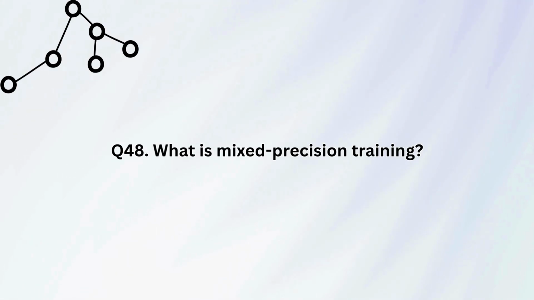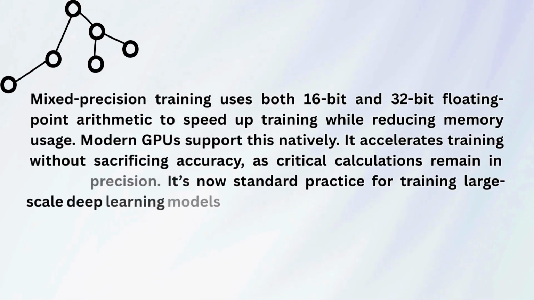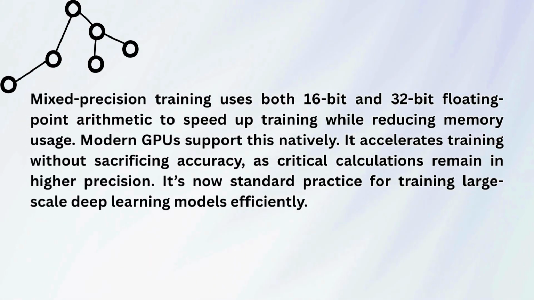What is mixed precision training? Mixed precision training uses both 16-bit and 32-bit floating-point arithmetic to speed up training while reducing memory usage. Modern GPUs support this natively. It accelerates training without sacrificing accuracy, as critical calculations remain in higher precision. It's now standard practice for training large-scale deep learning models efficiently.